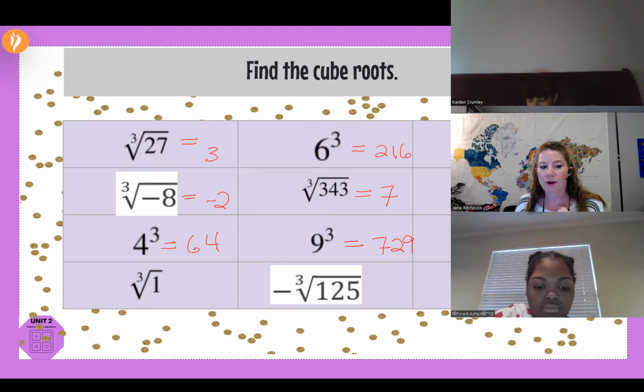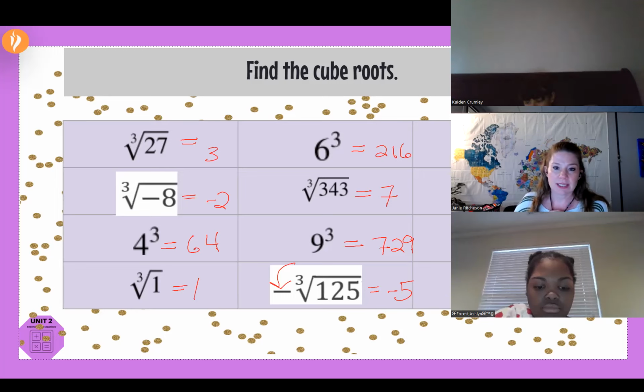What would be the cubed root of 64? 4. What's the cube root of 1? 1. What would be the square root of 1? 1. That's right. How about the opposite of the cubed root of 125? -5. That's right. And the last one on the screen. What is 2 cubed? 8. You got it exactly right.